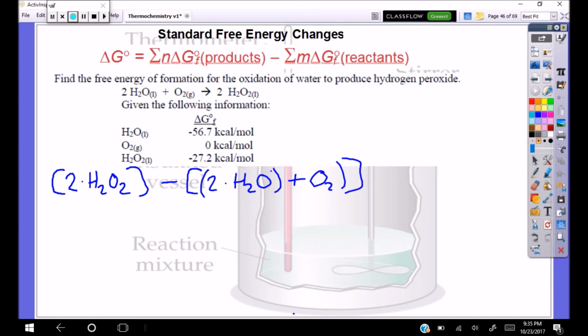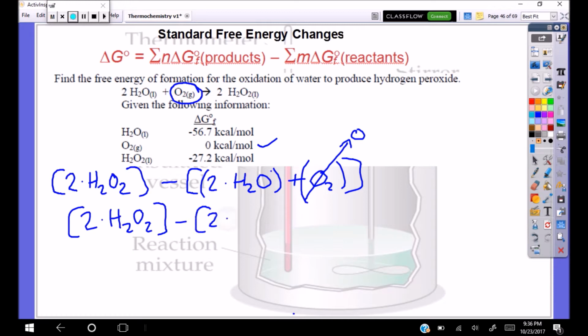The nice thing is this is where standard states come in again. Delta G and delta H typically have standard states where things are 0. So O2 is in the standard state. This time they tell us it's 0, so we can actually cross that part off in our equation, and we end up simplifying. We get 2 times H2O2, hydrogen peroxide, minus 2 times H2O.